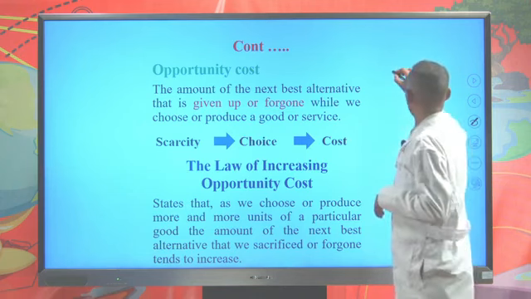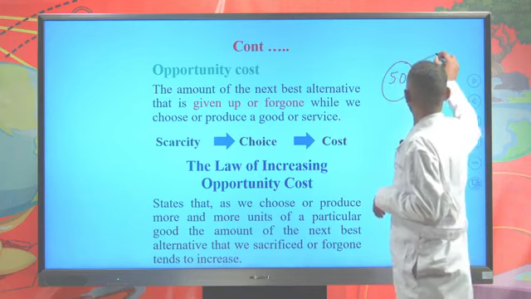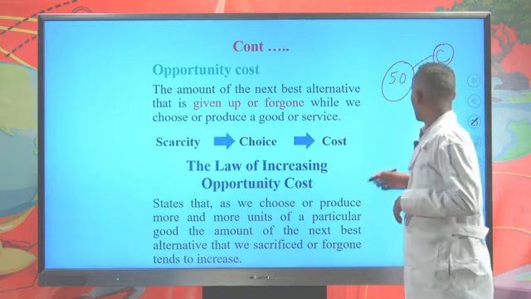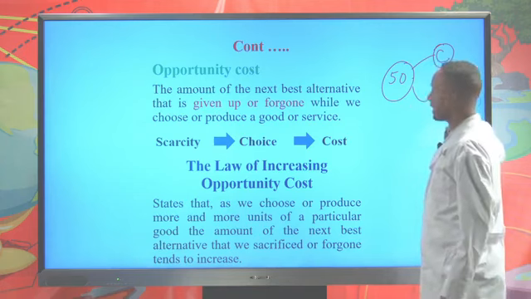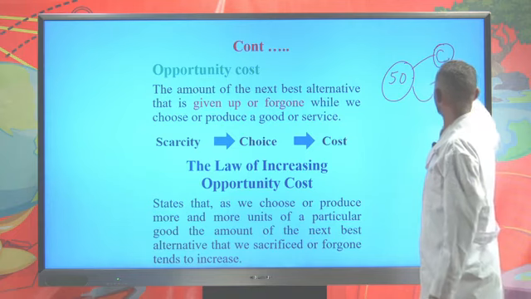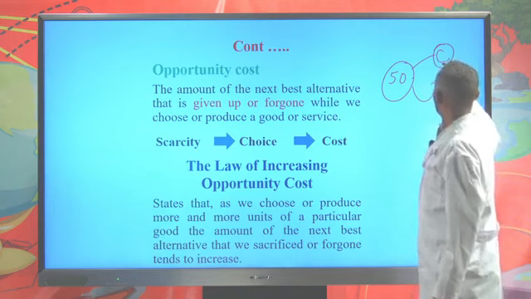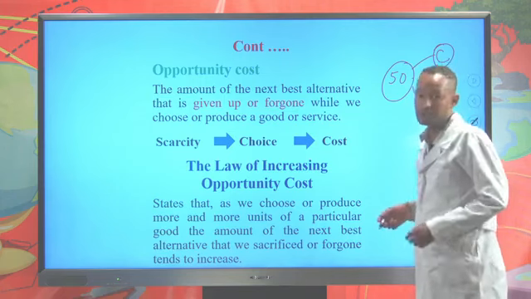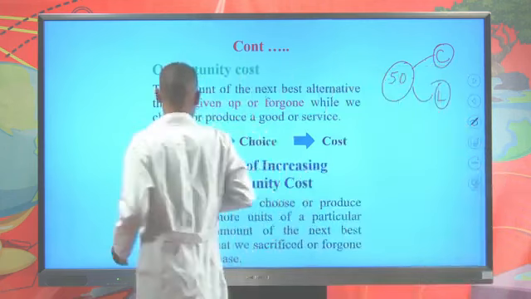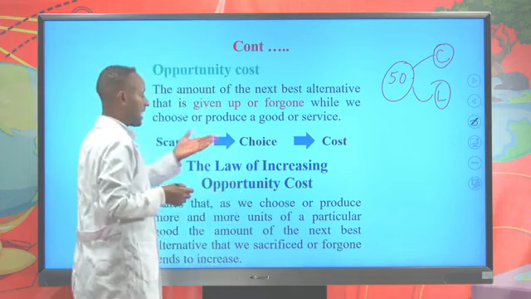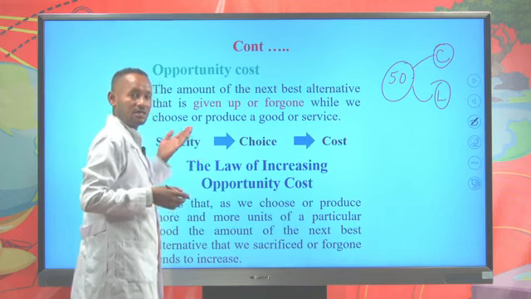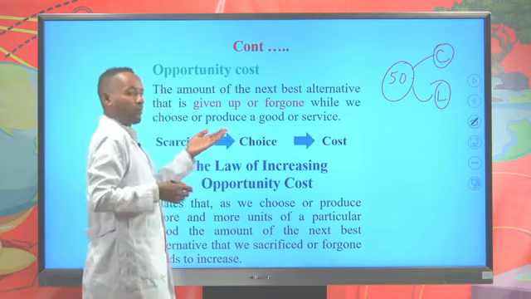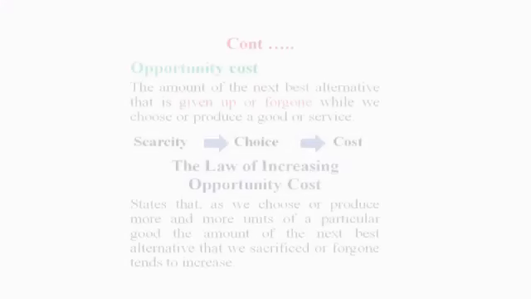For example, you have 50 birr in your pocket, and the price of watching a cinema is 50 birr, and the price of eating your lunch is 50 birr. Now, if you prefer to watch cinema, you are going to lose your lunch, and if you prefer to eat your lunch, you are going to lose the cinema. So the opportunity cost of watching cinema is losing your lunch, and the opportunity cost of eating your lunch is losing the cinema. So from this information, scarcity implies choice. If there is limited resource, then it leads to choice. And if you are obliged to make a choice, you are going to incur a cost, what economists call opportunity cost.